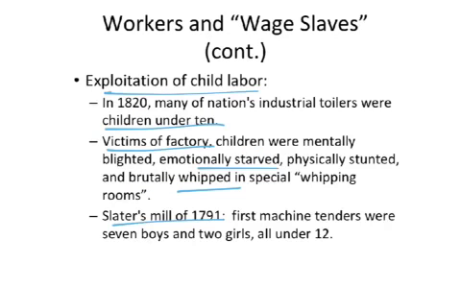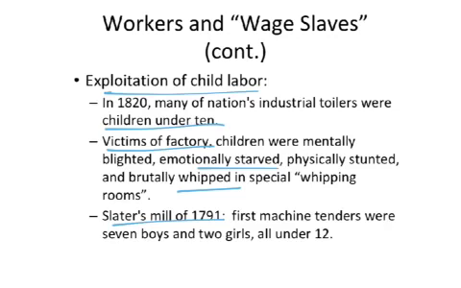There was also an exploitation of child labor during this time period. In 1820, many of the nation's industrial toilers were children under 10. They were considered victims of the factory system. Children were often mentally blighted, emotionally starved, physically stunted, and brutally whipped in special whipping rooms when they did something wrong. Slater's mill in 1791 was the first machine where 7 boys and 2 girls operated the machine, and they were all under 12.